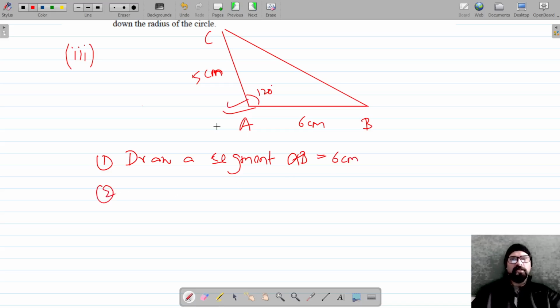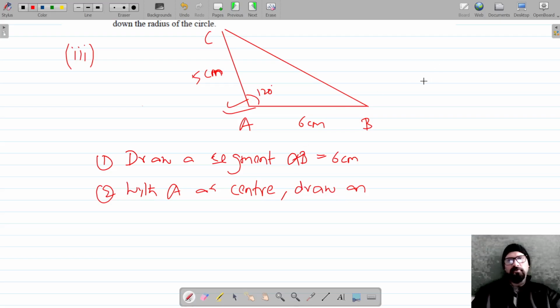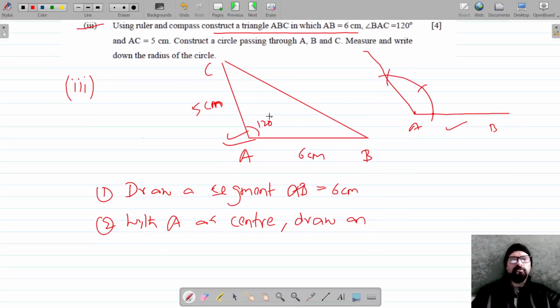Then with A as center, we have to draw, so you know how to draw. With the compass, you have to take A as center and draw an arc, and without changing it and taking this point of intersection on this line segment AB and the same radius, cut an arc here and cut an arc here. So this would be angle 120 degree.